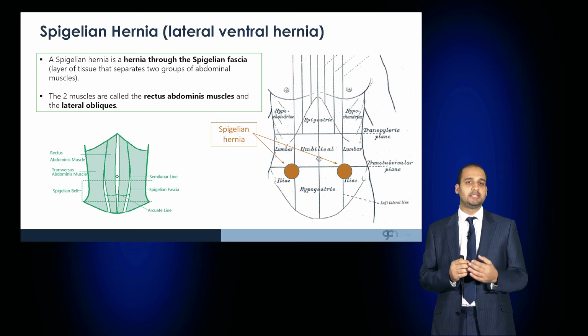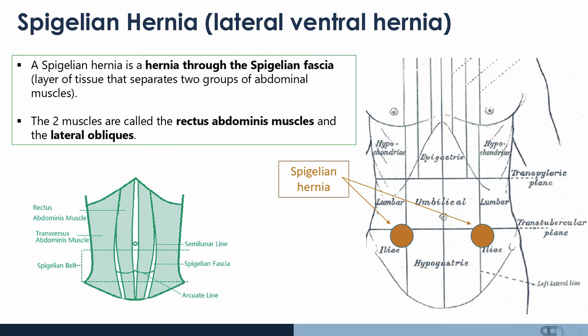That's a layer of tissue that separates the two groups of the abdominal muscles. That's the rectus abdominis muscles and the lateral obliques. So between them is the Spigelian fascia, and you can have herniation through them.